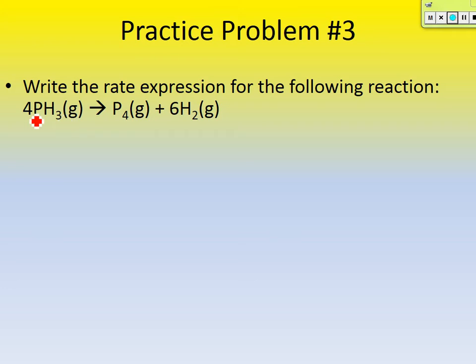Negative. We have a 4 as a coefficient. What do we always put over the coefficient? A 1. Okay, there's my hint to get started. So please try it. Write the rate expression for this chemical reaction. If you're watching the video, please hit pause and try it until you get an answer.